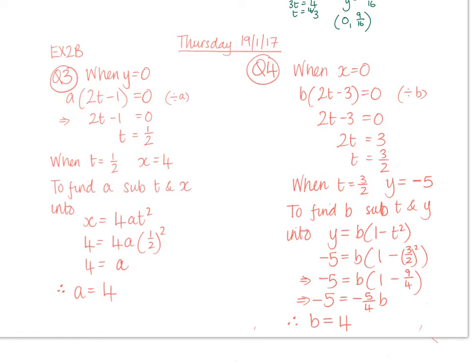Question 4, very similar. You were given the point (0, -5). Substitute in x equals 0, and that allows you to find out what t is. Substitute t and y in, and then once you have these two values, t and y, substitute it into the y coordinate, a bit of rearranging and numerical work, and you get b equals 4.